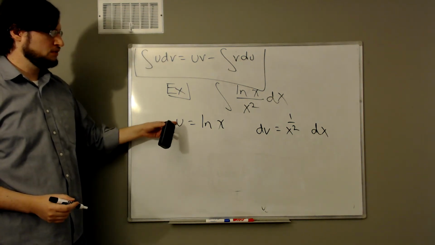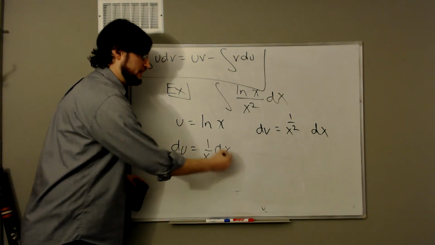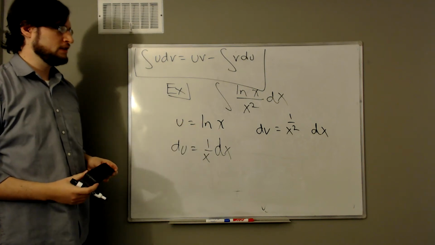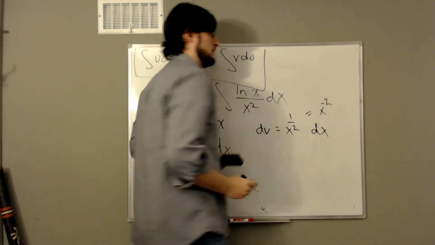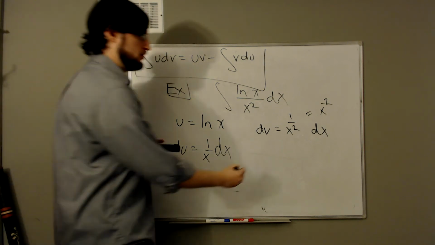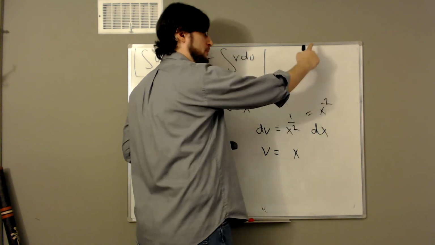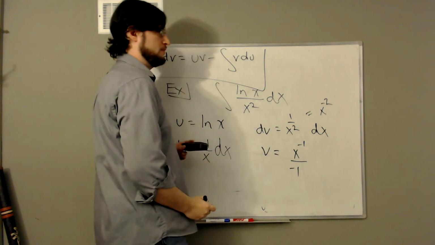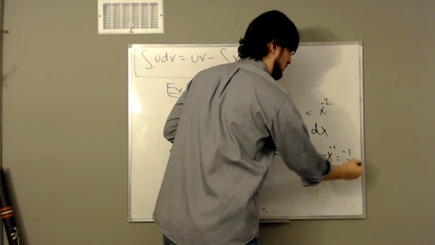If I have u, I need to take the derivative of u, which is 1 over x dx, because the derivative of ln of x is 1 over x. Now we need to anti-differentiate. Keep in mind that 1 over x squared is x to the minus 2. So the antiderivative: exponent goes up, divide by the new exponent. x to the minus 1 over minus 1, which is negative x to the minus 1, which is negative 1 over x.